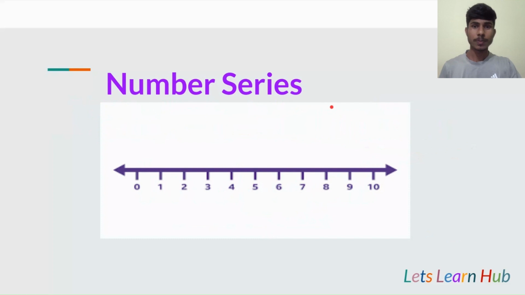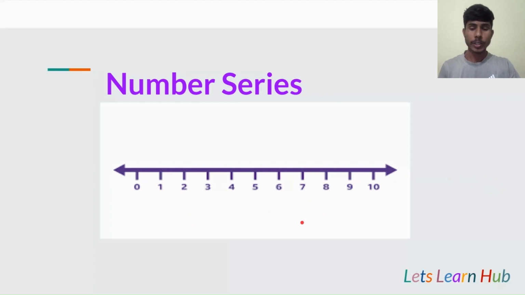What is a number series? If we put all the numbers on a line with equal distance between them, it is called a number series. That is, the gap between 0 and 1 is the same as the gap between 1 and 2, and that gap should be the same as 2 to 3. Okay, and on the number series we will have 0, 1, 2, 3, 4, 5, 6, 7, 8, 9, 10. On the right side we will have 11, 12, 13, 14, 15, 16, 17, and so on. Okay, and this is the number series.